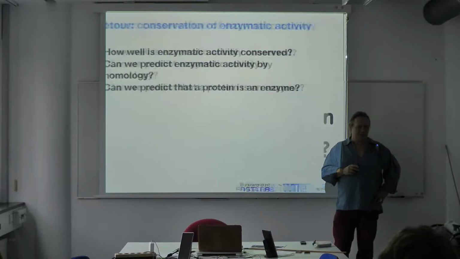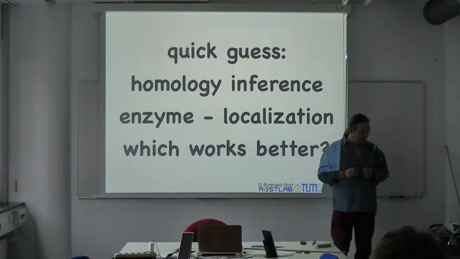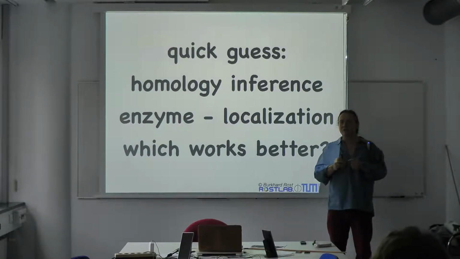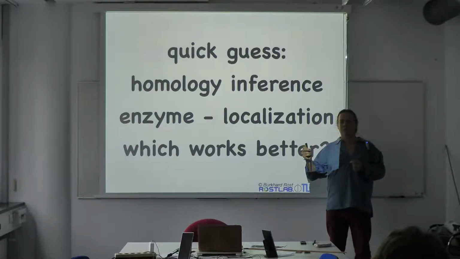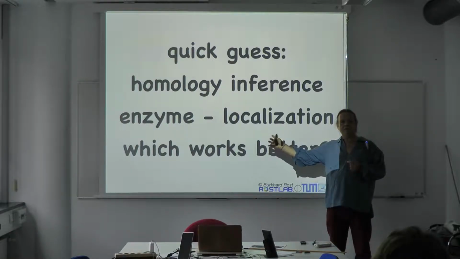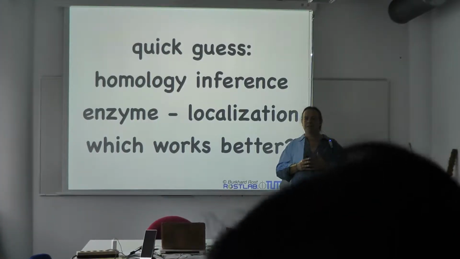And the first question that I have for you: I showed you on Thursday how well we can do homology-based inference for subset localization. So for the question, how easy is it to infer that one protein is nuclear if it is similar to another protein that I know is nuclear? I'm going to ask the same question here for enzymes. What do you believe is easier? Or where will you be more accurate in your guesses?